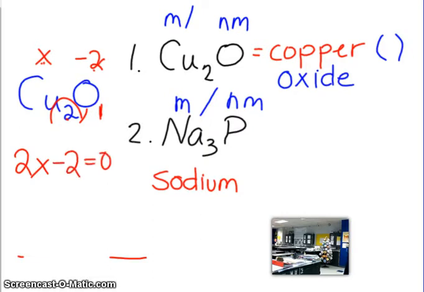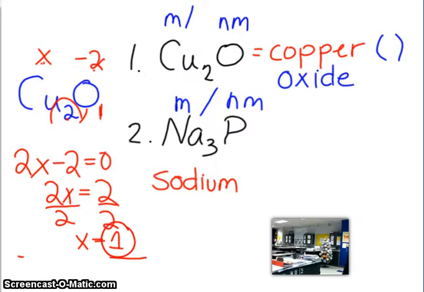Solve for your x now. Add 2 to both sides. 2x equals 2. Divide both sides by 2. X equals 1. So this number goes inside Roman numerals up here in the parentheses. This is copper Roman numeral 1 oxide. Okay? If we go for the next one, that's the final answer.